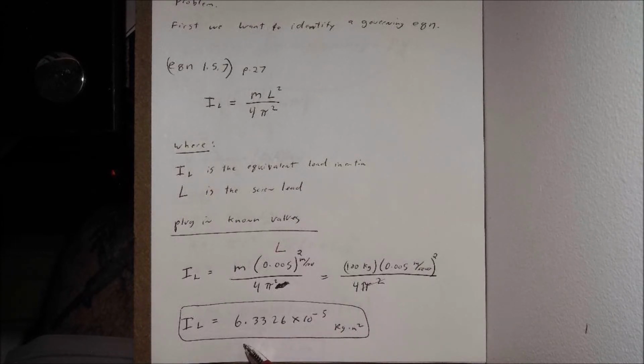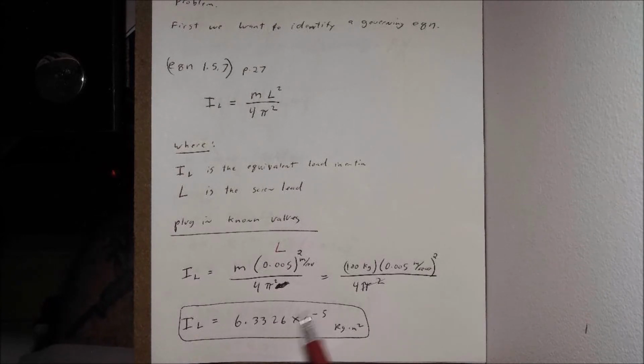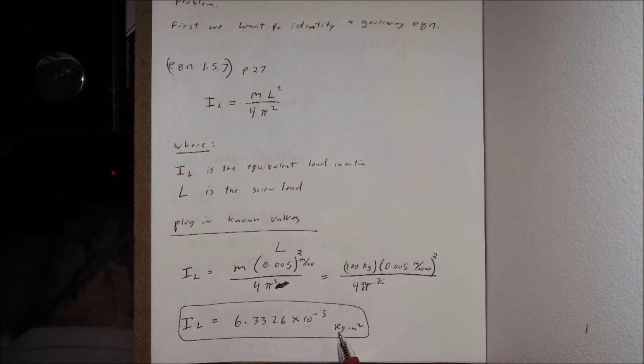Pretty straightforward plug and chug problem there. I have my I sub L, or my equivalent load inertia, now equal to 6.3326 times 10 to the negative fifth, again in units of kilograms times meters squared. I box this, and this is going to be helpful so I can quickly reference back to it when I need it later on. This isn't my final solution.